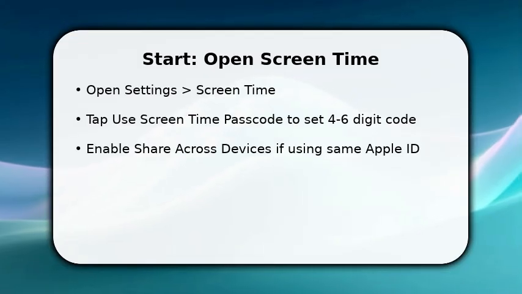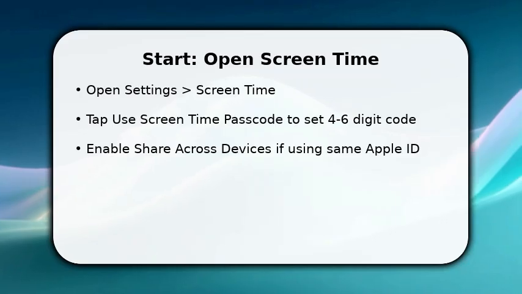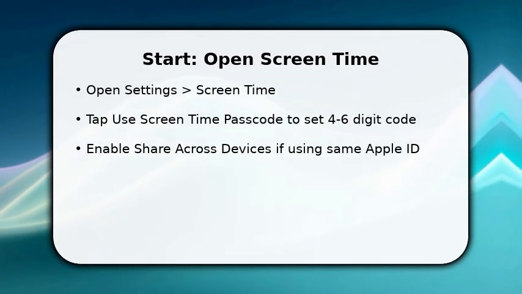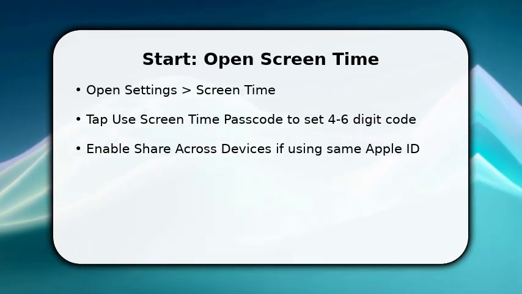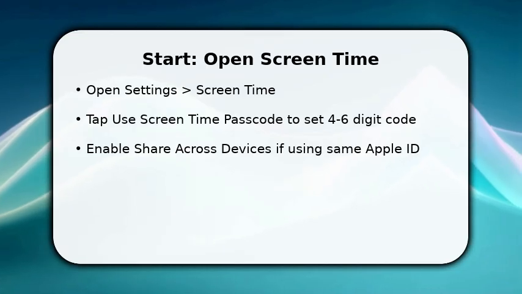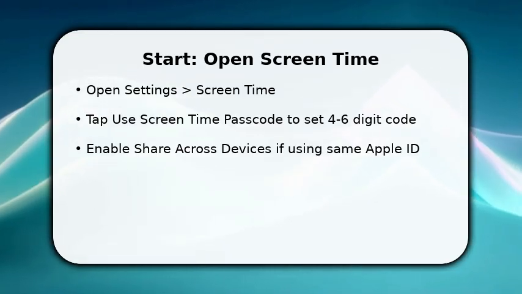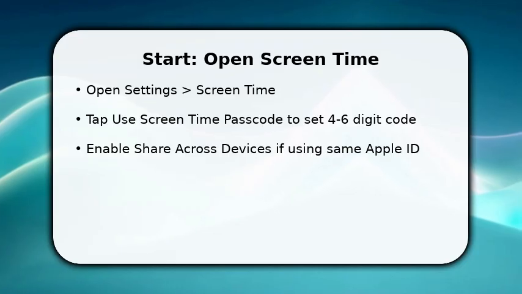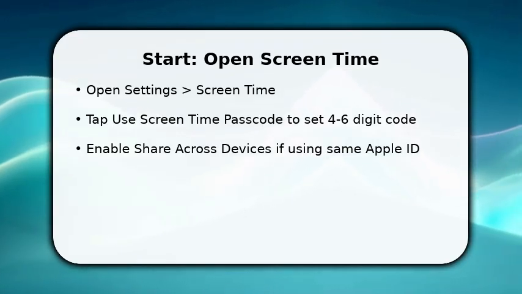You'll begin inside Settings, go to Screen Time and tap it. Set a screen time passcode now so changes require your control. This prevents kids or others from overriding limits. If you use the same Apple ID on multiple devices, enable share across devices so limits apply everywhere. Once done, choose whether this is your device or your child's.